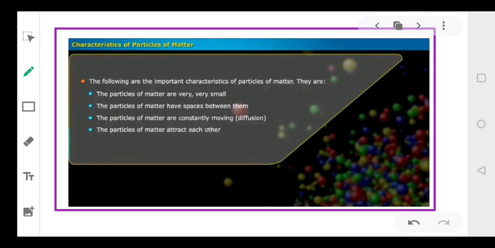Next, coming to the characteristics of the particles of matter. This is very, very important, dear students. You should focus on this.